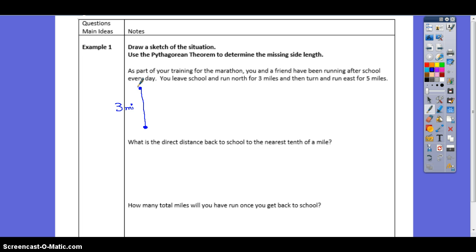Then it says we turn. You turn and you run east for 5 miles. So do I go right or left? Which way's east? Right. So make that a little bit longer than your 3 miles to make it look a little bit realistic. This is 5 miles. You get to this point, and then you can connect your dots.